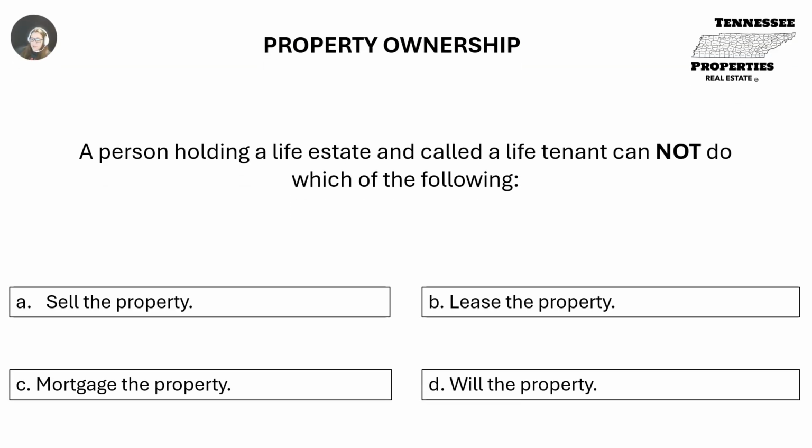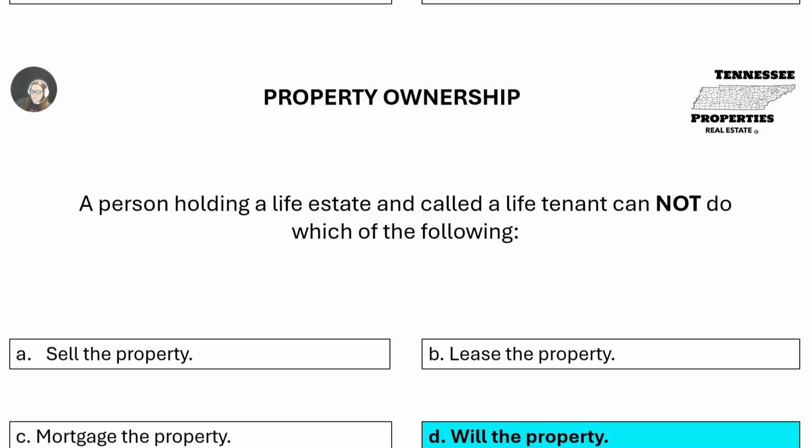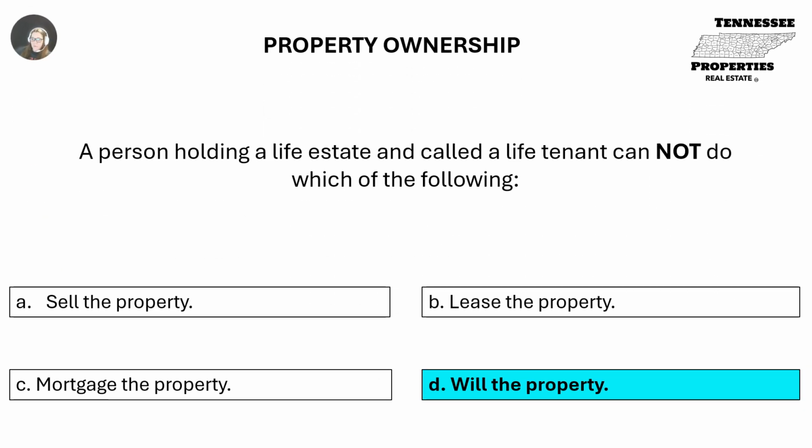A person holding a life estate and called a life tenant cannot do which of the following? A. Sell the property, B. Lease the property, C. Mortgage the property, or D. Will the property. D. Will the property.